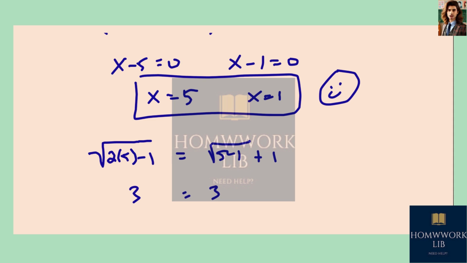Check the 1, that would be 2 times 1 minus 1 equals the square root of 1 minus 1 plus 1. Well, 2 times 1 is 2 minus 1 is 1, and the square root of 1 is 1. And we get the square root of 0 plus 1, which is 1, and that checks out as well. Okay?